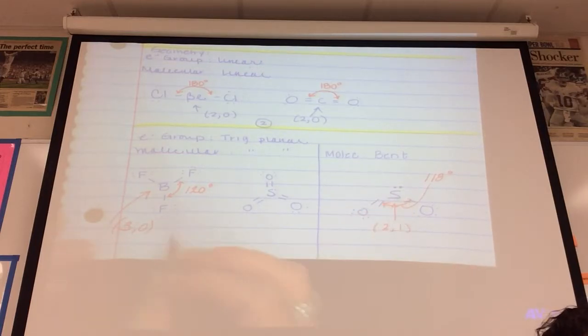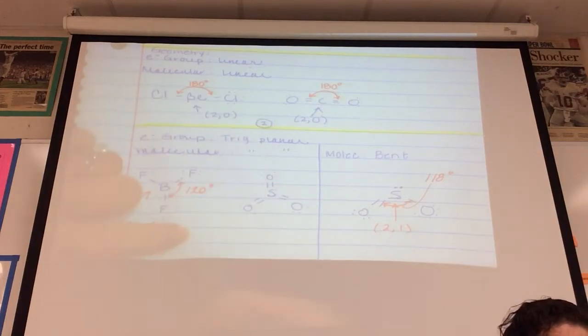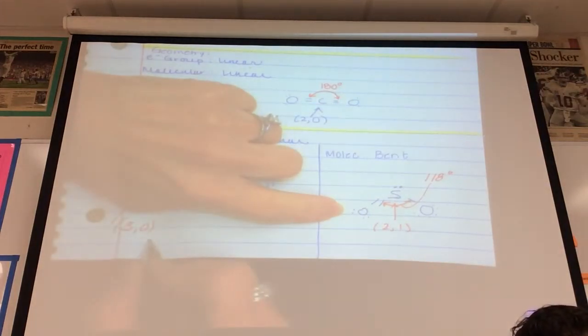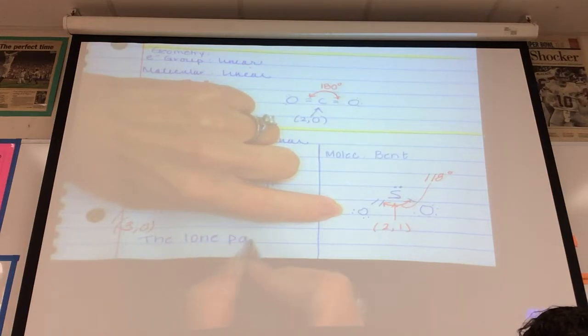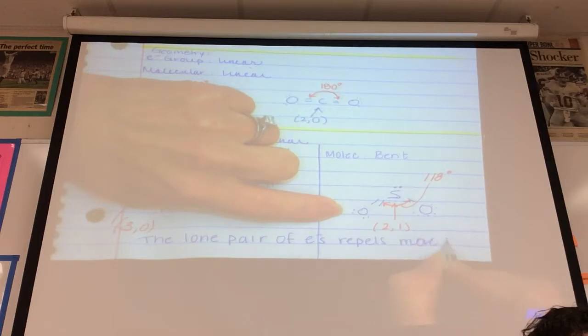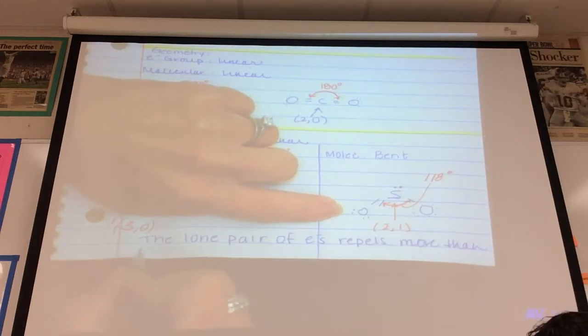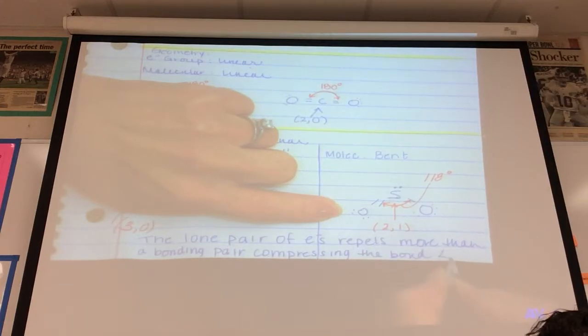And so what happens here, and this answer I'm going to write across: the lone pair of electrons repels more than a bonding pair, compressing the bond angle.